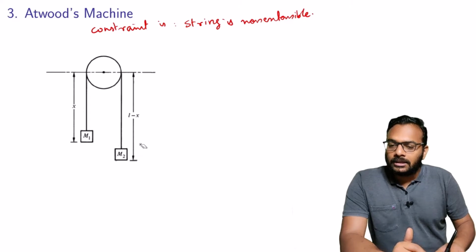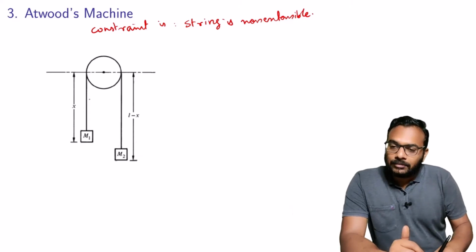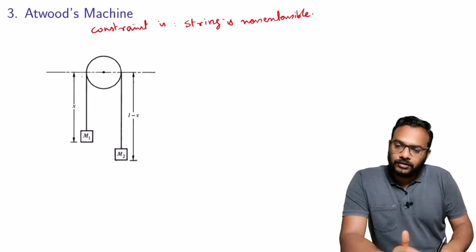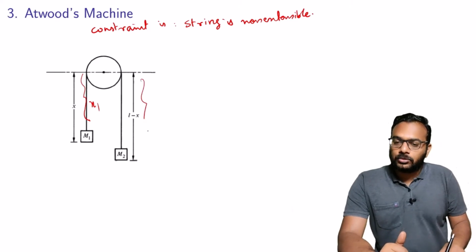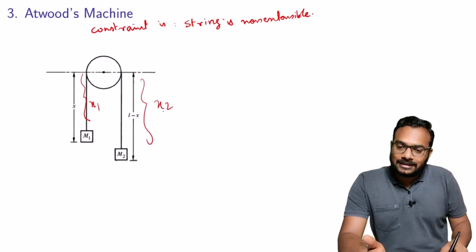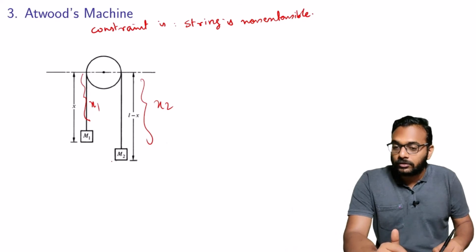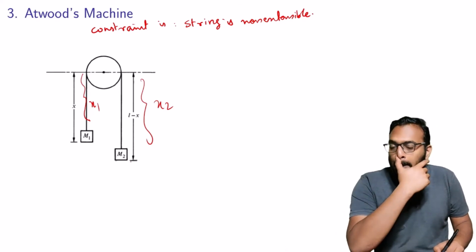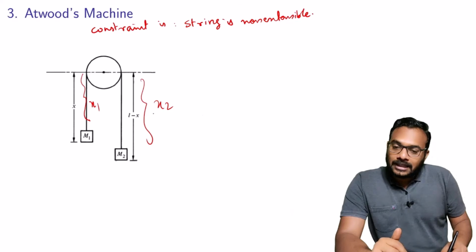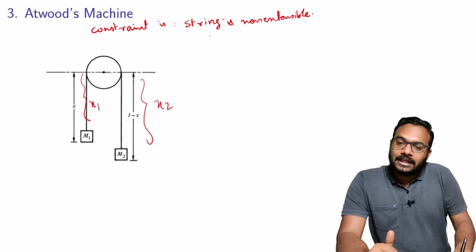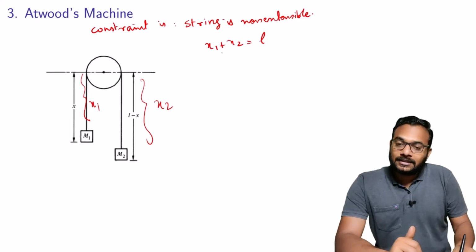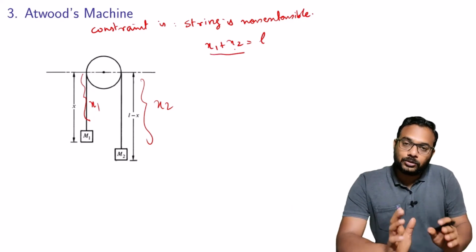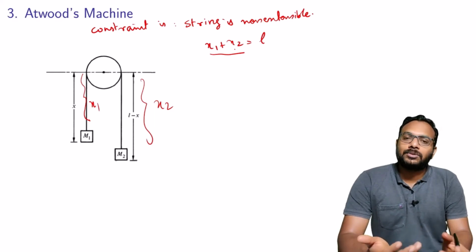But the constraint says that both these are not independent. If you take this distance as x1 to specify the position of m1, and x2 as the coordinate to specify the position of m2, the constraint says x1 plus x2 has to be equal to the length of the string. This means you cannot use two independent coordinates.